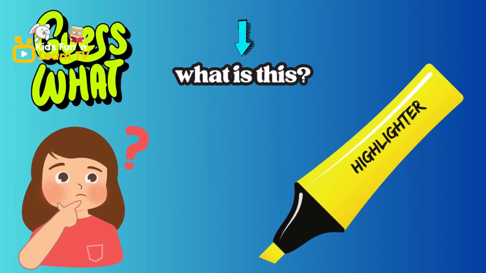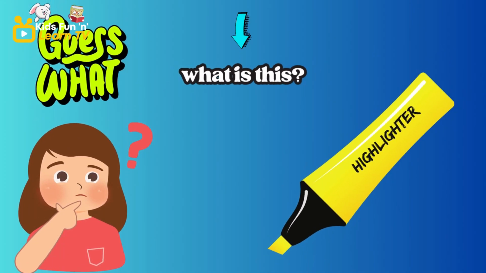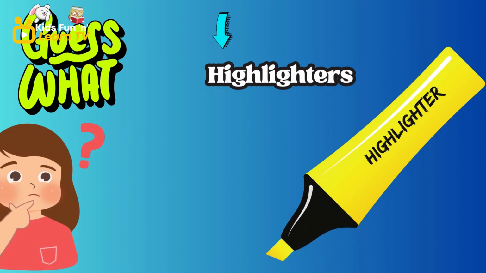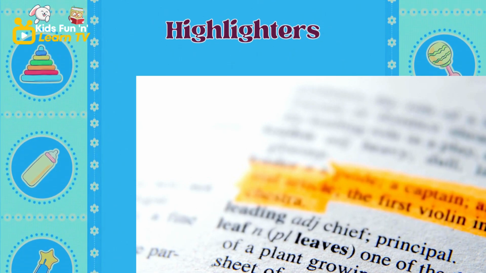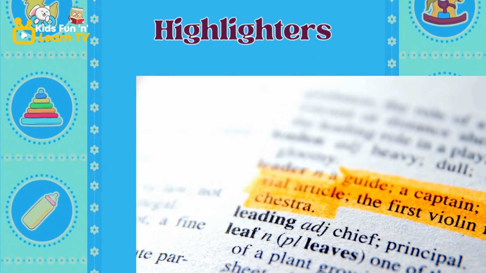Can you guess what is this? Highlighter. A highlighter is a colored marker used to mark specific portions of text by applying a bright color over them.